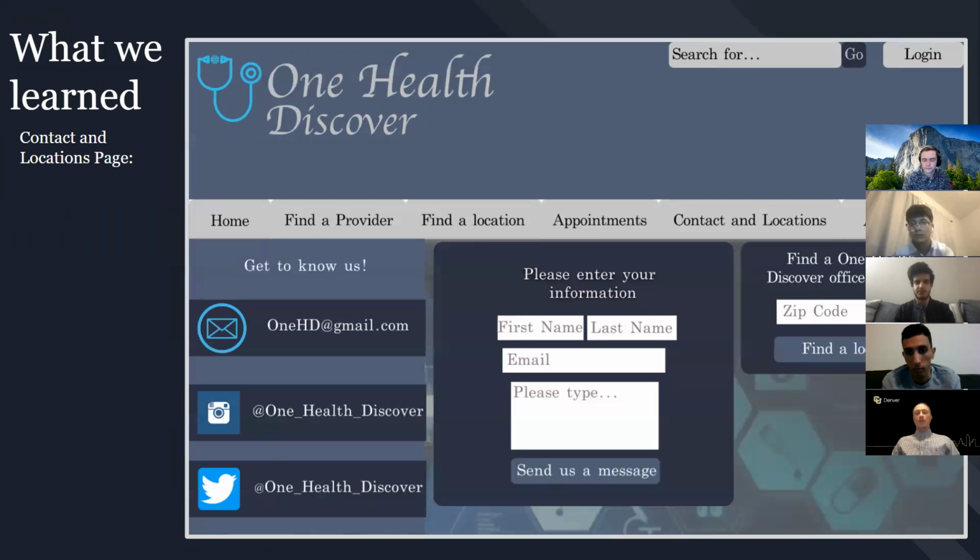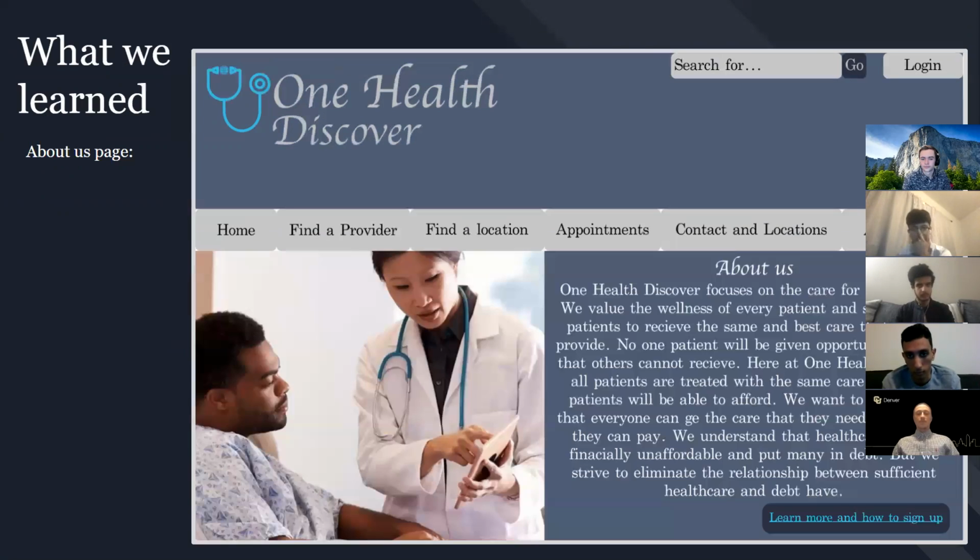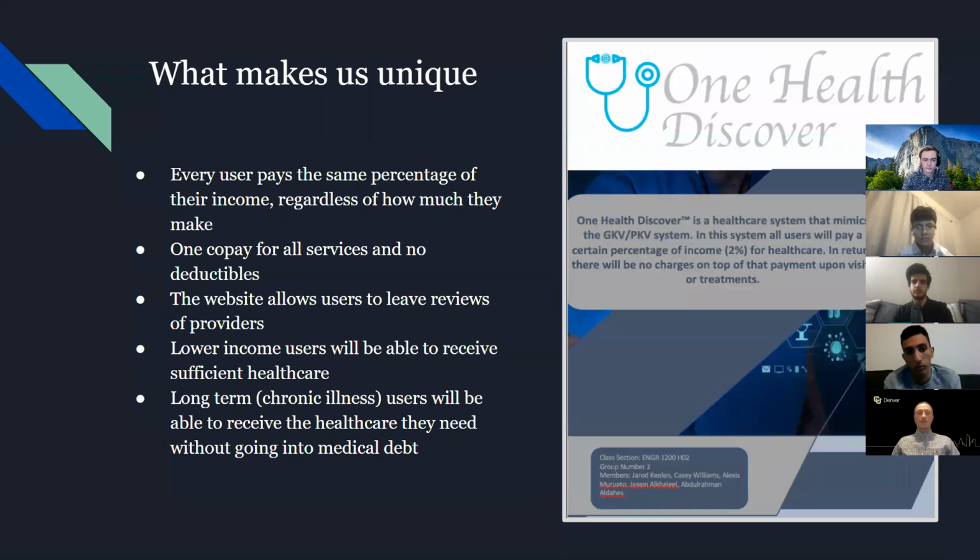Here's our contact and locations page, where users can get in contact with us and find a One Health office near them. Here's our Find a Location page, which allows users to find the closest primary provider to them. And lastly, the About Us page, where users can read more about us, about what sets One Health Discover apart from other healthcare systems. But what makes us unique?